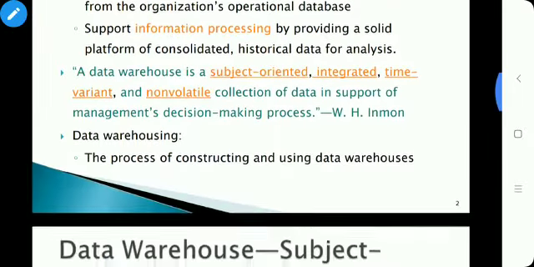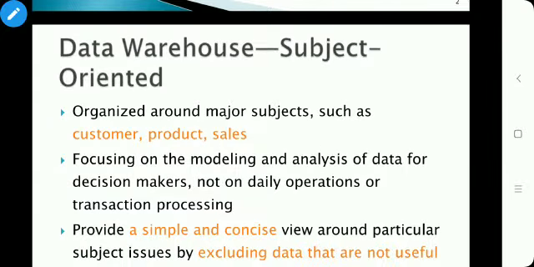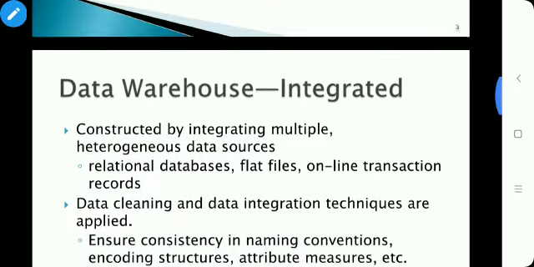What is subject oriented? Subject oriented means the data warehouse is organized around the major subjects such as customers, sales, product. So these are the subjects around which we are building our data warehouse. So that is why it is called subject oriented. Then integrated means we are integrating multiple heterogeneous data sources like relational databases, flat files, online transaction records. So we are integrating all these data sources. That is what is called integrated.